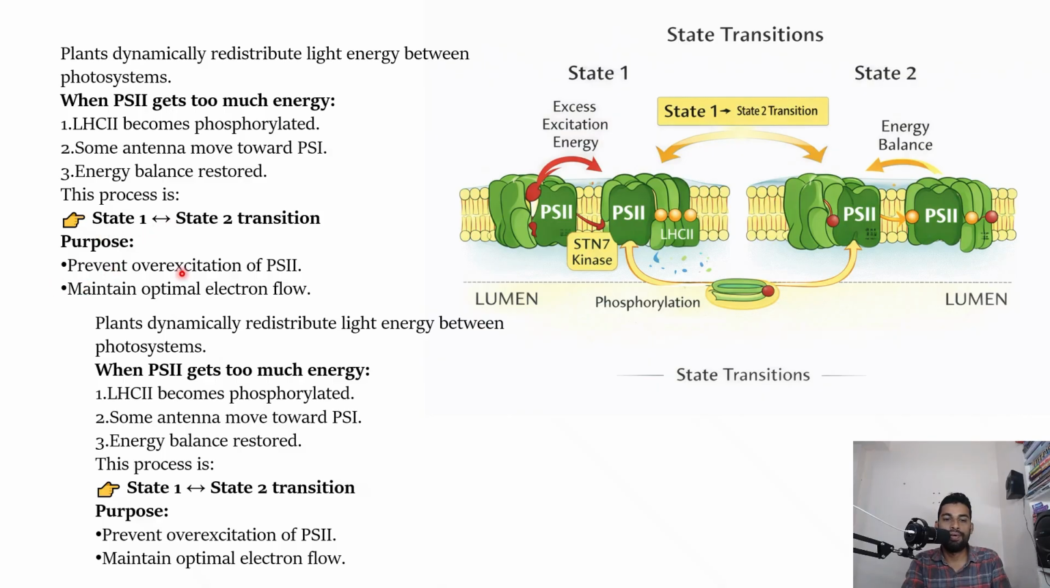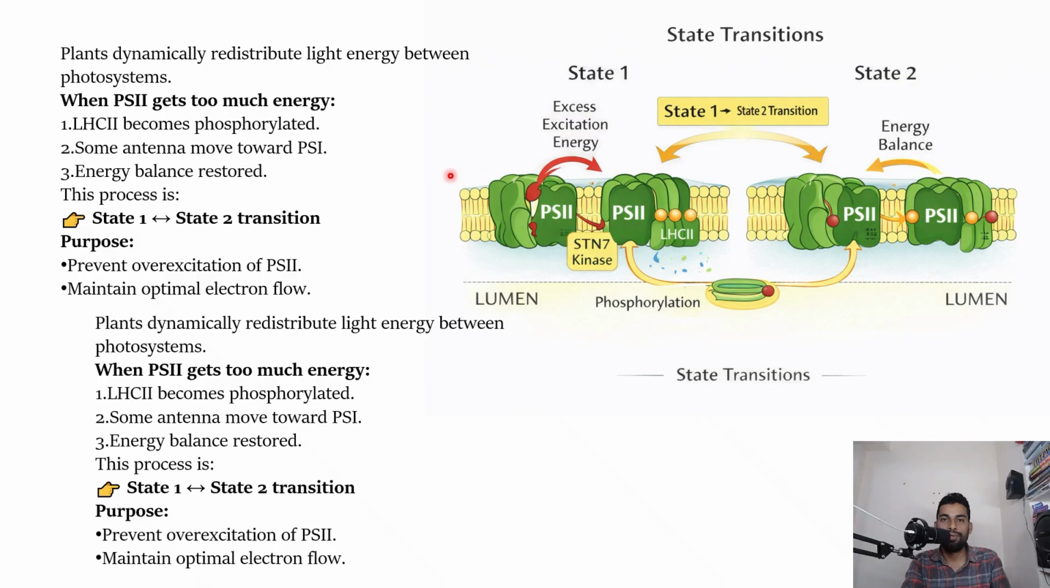Purpose. Prevent overexcitation of PS2. So it prevents the damage of PS2 by sharing the electrons between two photosystems. Maintain optimal electron flow. So it keeps optimal flow between two photosystems. When PS2 gets too much energy, LHC2 becomes phosphorylated. Some antenna move towards PS1. Energy balance restored. This process happens between state 1 and state 2.